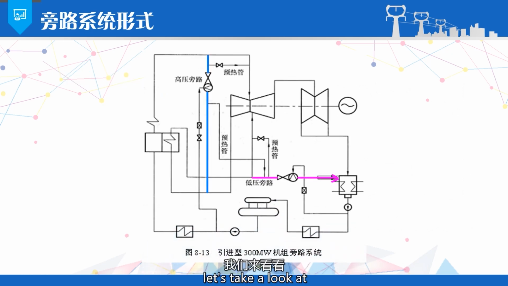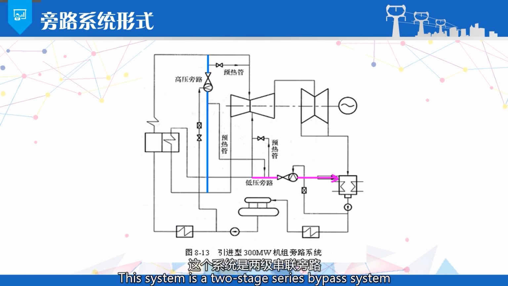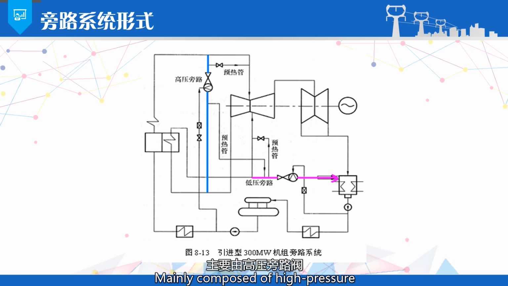Finally, let's take a look at an example of a bypass system. This system is a two-stage series bypass system. The high-pressure bypass is mainly composed of the high-pressure bypass valve and its control system, and the high-pressure spray control valve and connecting pipeline. The high-pressure water spray comes from the outlet main pipe of the feed pump. The low-pressure bypass is mainly composed of the low-pressure bypass valve and its control system, the low-pressure spray control valve, the temperature reducer and its connecting pipes. The low-pressure water spray mainly comes from the main condensate system.